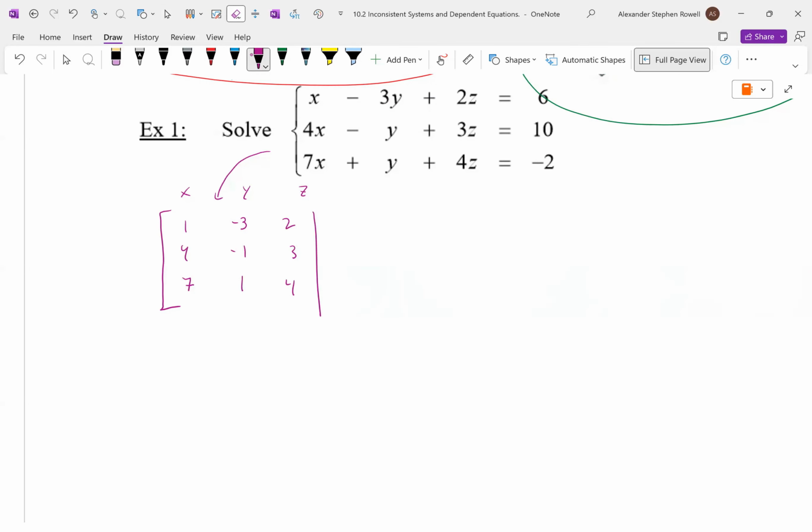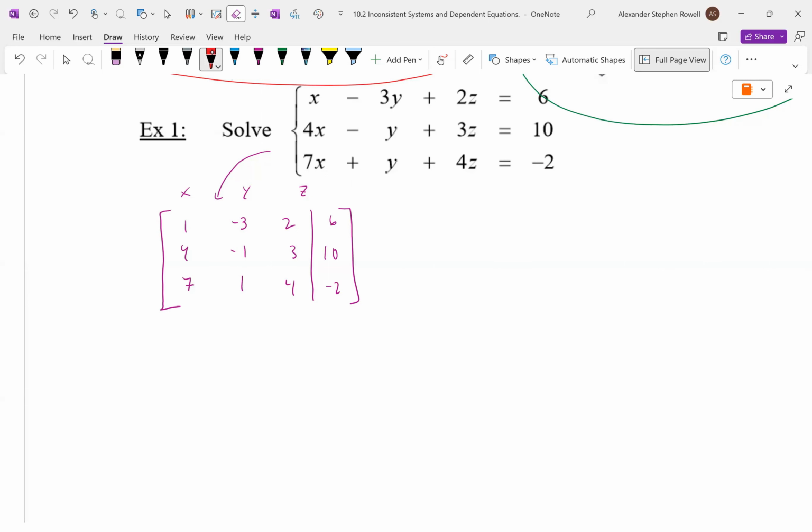Did anyone ever copy these numbers wrong? And then hate yourself for having to do the problem all over again? Okay, it's just me. What's this matrix called? What's a vocab word from yesterday? Yeah, it's an augmented matrix.